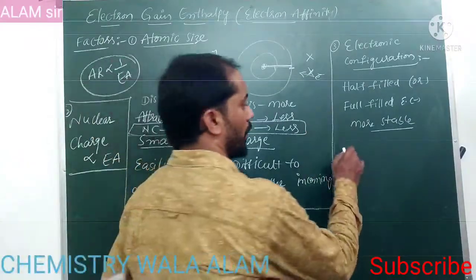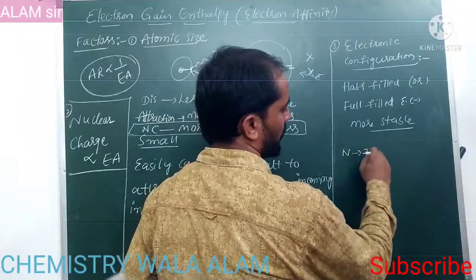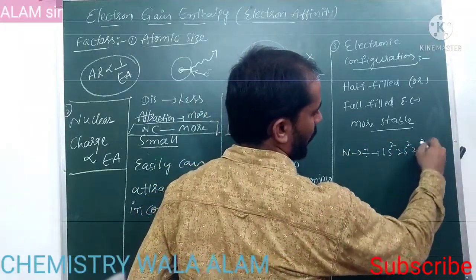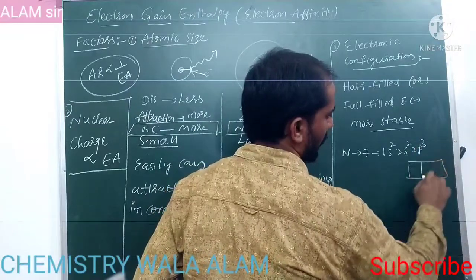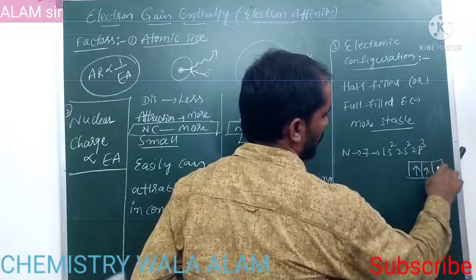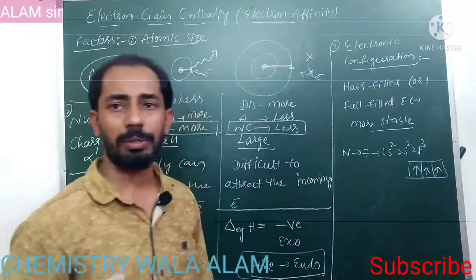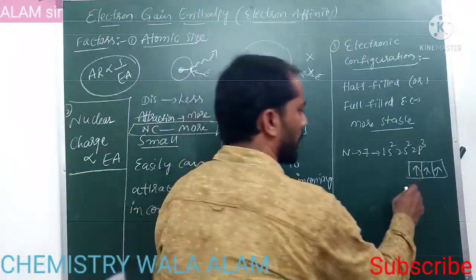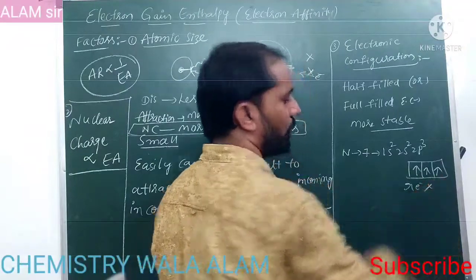For example, nitrogen, atomic number 7, has the electronic configuration 1s2, 2s2, 2p3. According to Hund's rule, the p orbitals hold 3 electrons: px1, py1, pz1. Half filled. Now, adding an electron to this is somewhat difficult.